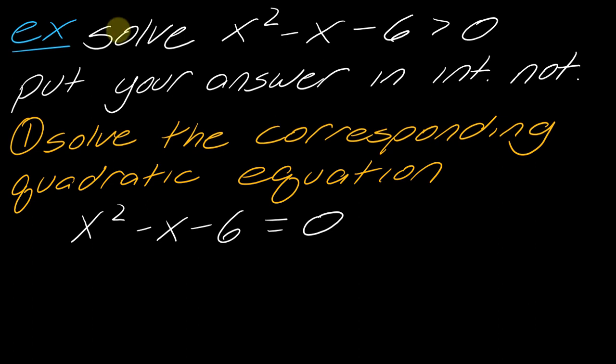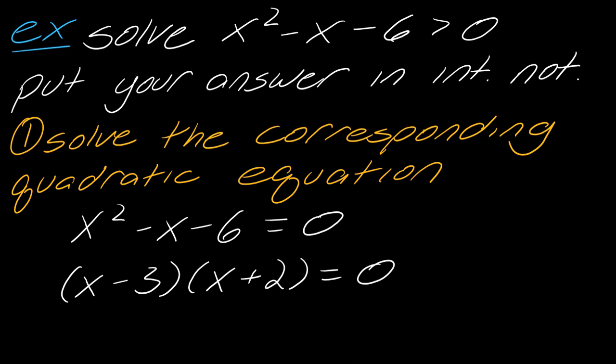Step 1, you want to solve the corresponding quadratic equation. So what I mean is, if you have everything on one side like we do here, instead of having this greater than or equal to 0, let's set it equal to 0, and let's just solve this. And you know how to solve this, right? You just factor it, so it's x minus 3, x plus 2. And then my 2 solutions in this case will be x equals 3 and x equals negative 2. So that's the first thing that you want to do.